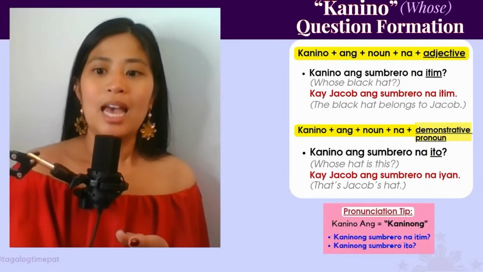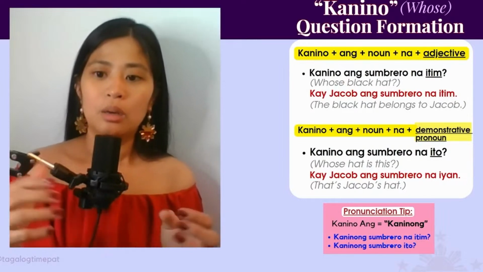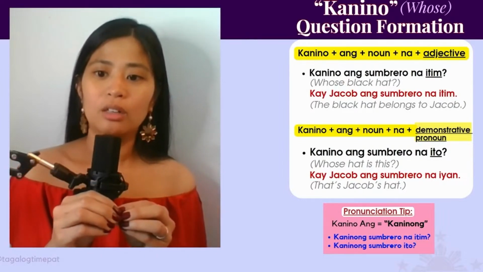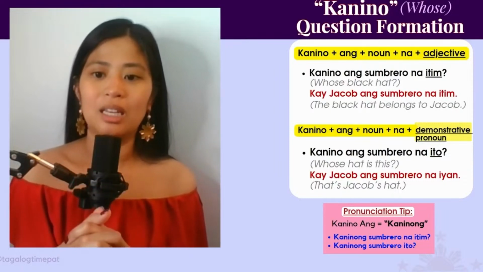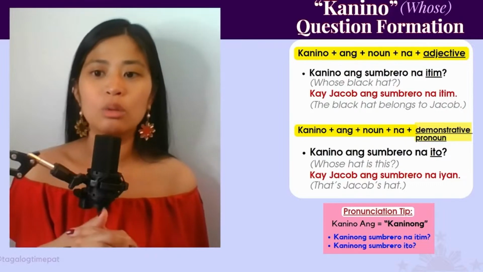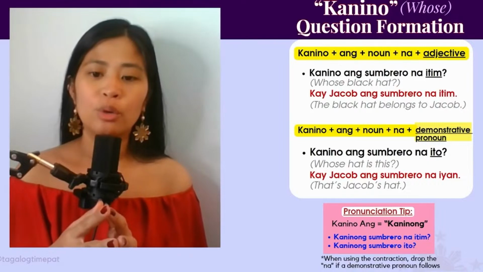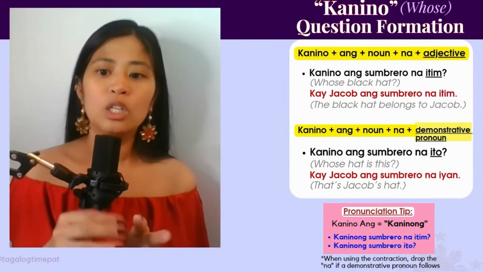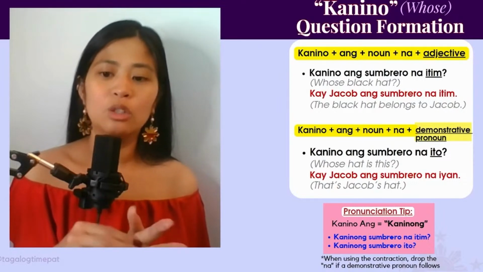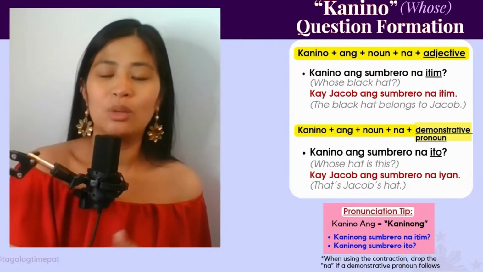Again, sometimes it doesn't have a direct translation, but it's like the linking word for the adjective or for the pronoun. And then just a pronunciation tip, kanino ang can be put together in a contraction. It would be kaninong. Kaninong sombrero na itim. Or kaninong sombrero ito. All right, when using the contraction though, you drop the na if there's a demonstrative pronoun. So kaninong sombrero ito, you wouldn't say kaninong sombrero na ito. So that's just one thing. It's kind of redundant when you add the na again.